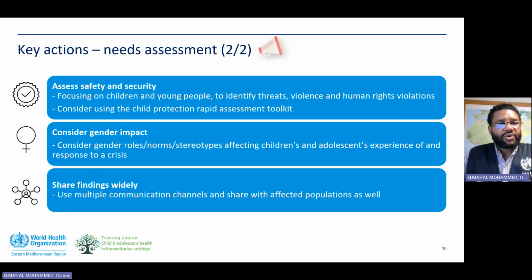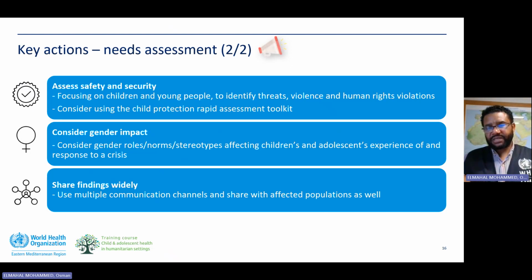Then we will assess safety and security, focusing on children and young people, to identify threats, violence, and human rights violations. Consider using the child protection rapid assessment toolkit, so as to include the child domain in the assessments mentioned in the previous slide. Then definitely consider the gender impact, making sure that rules, norms, and stereotyping affecting the experience of children and adolescents are well addressed. And then the most important part is sharing the findings widely. Use multiple communication channels to ensure the information is circulated to the people who are in need.